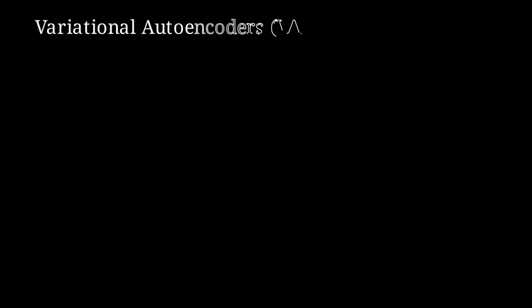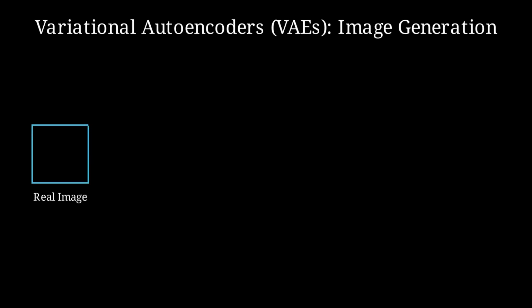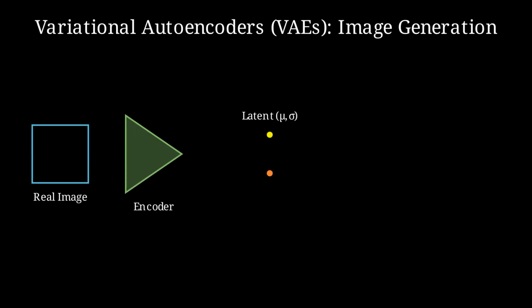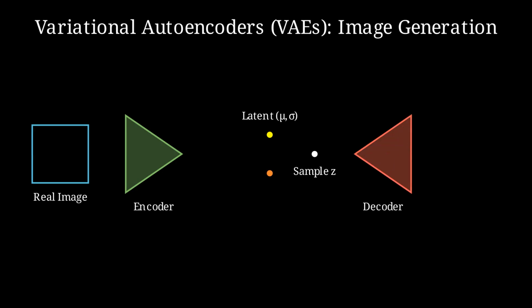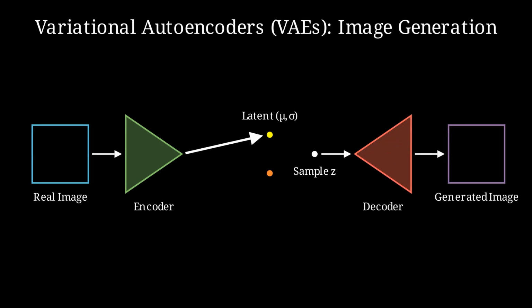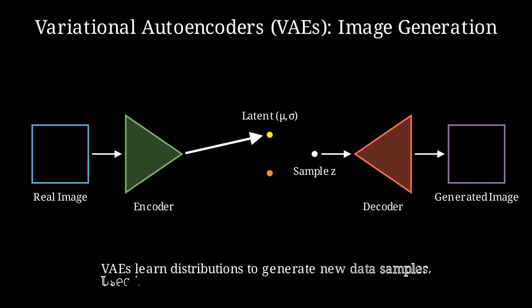Variational autoencoders, a specific type, are widely used to generate new data samples similar to the training set, such as creating realistic images, faces, or artwork. They're foundational in generative AI alongside models like GANs and diffusion models.